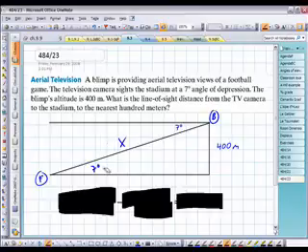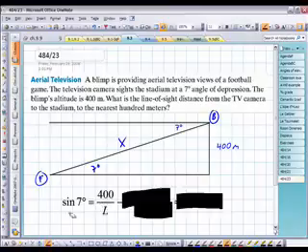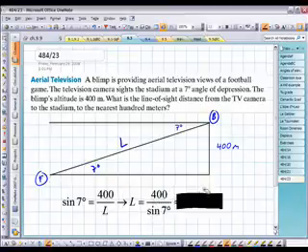So compared to this angle, we have an opposite. So we're going to use sine. So sine of 7 degrees is 400 over L. We'll call this L for line of sight, I guess. I do a little algebra to switch these two. L is 400 over sine 7, which comes to 3282.2 meters.